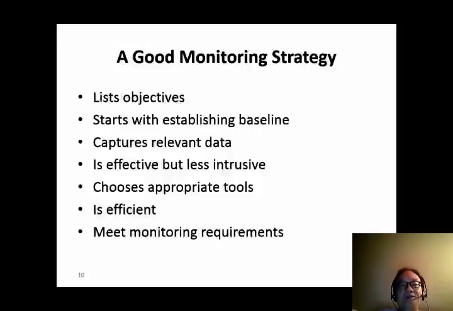In summary, a good monitoring strategy should have clearly identified objectives. A good monitoring strategy should be effective, efficient, but less intrusive. A good monitoring strategy should meet business requirements.